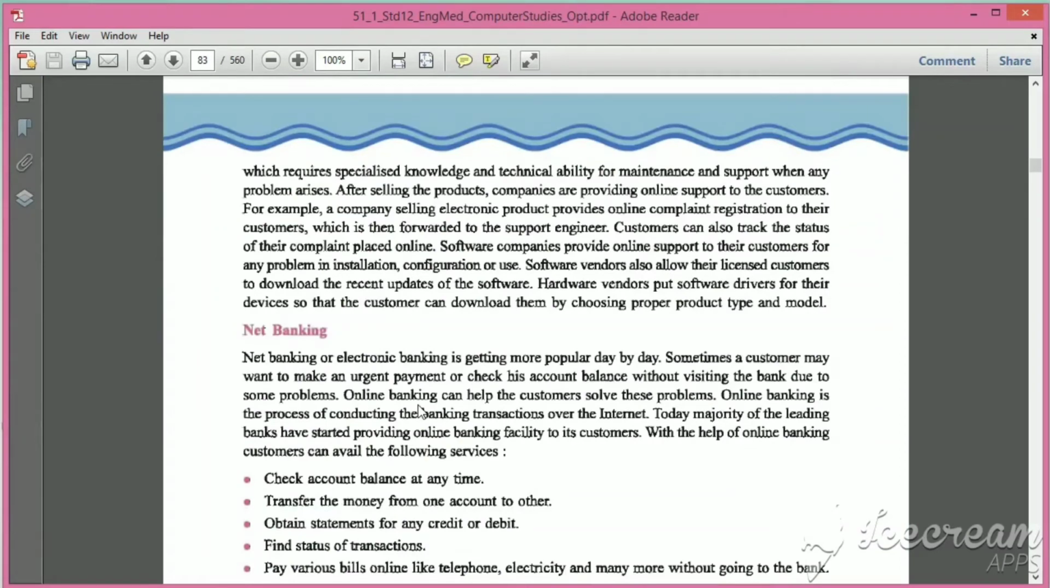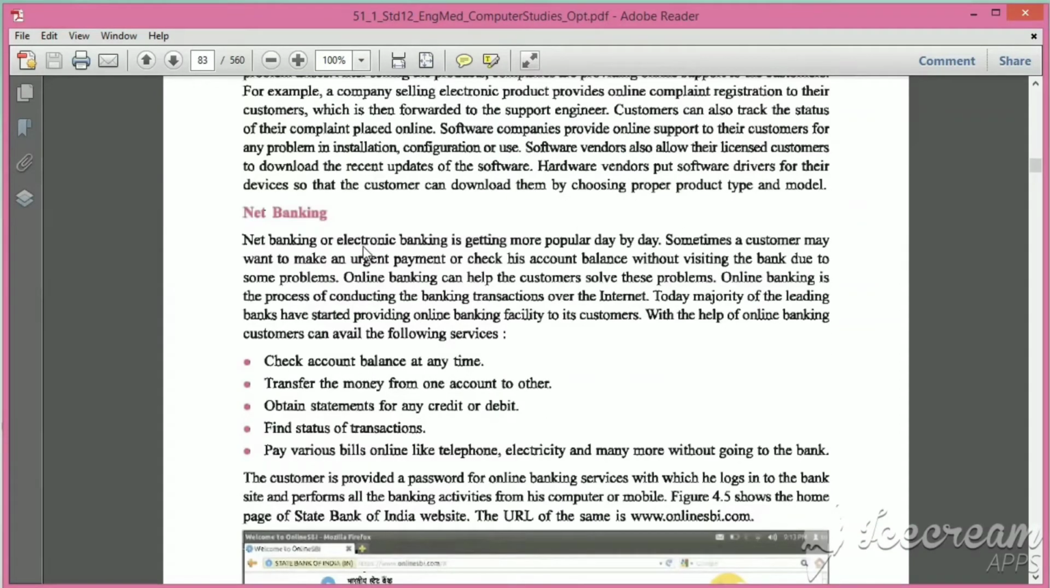The next one is net banking. Net banking or electronic banking is getting more popular day by day. Sometimes a customer may want to make urgent payments or check his account balance without visiting the bank due to some problem. Online banking can help the customer to solve the problem. Online banking is the process of conducting banking transactions over the internet. The following services are provided by the bank through net banking.